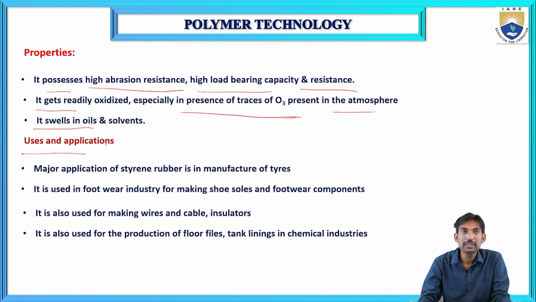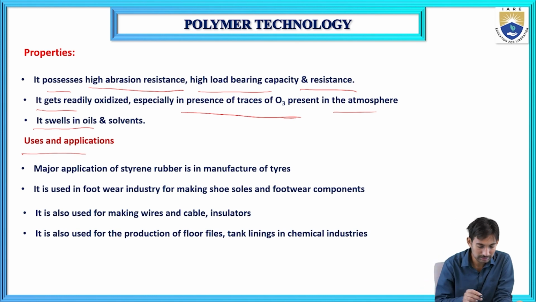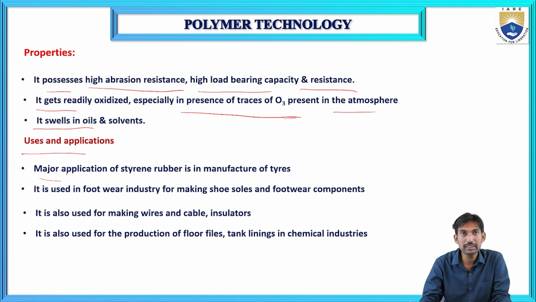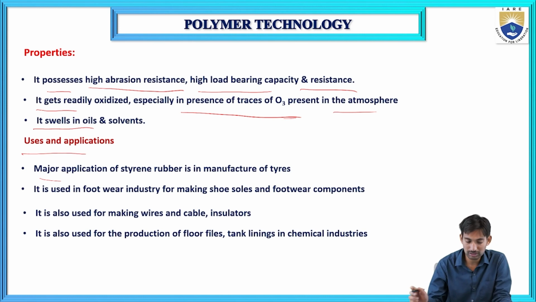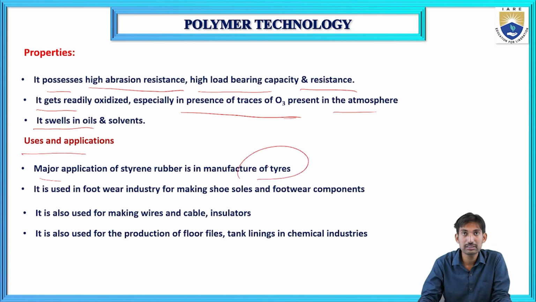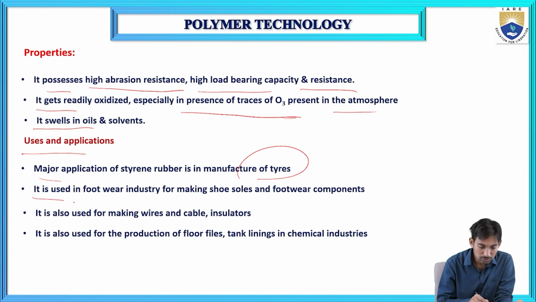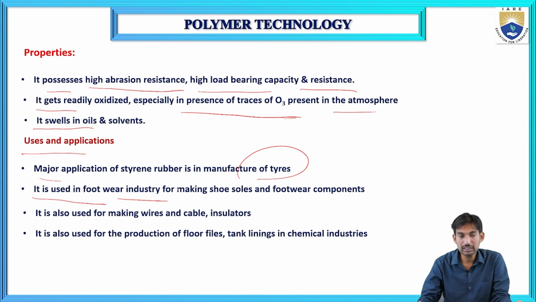Now the uses and applications of Buna-S rubber. The major application of Buna-S rubber is in the manufacture of tires. It is used in the footwear industry for making shoe soles and footwear components.